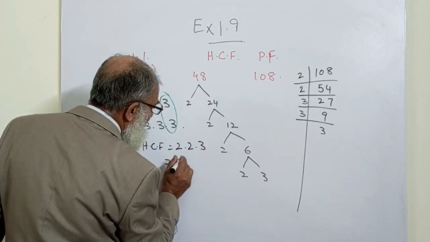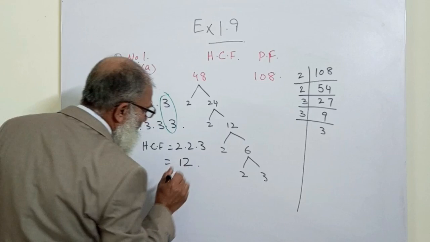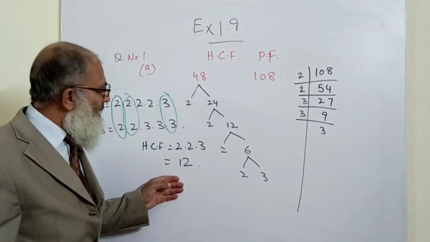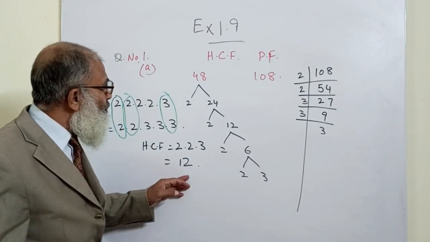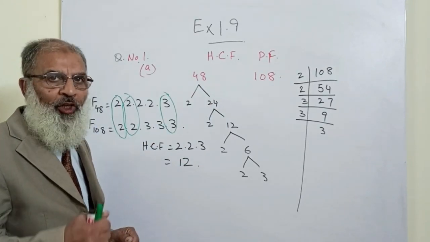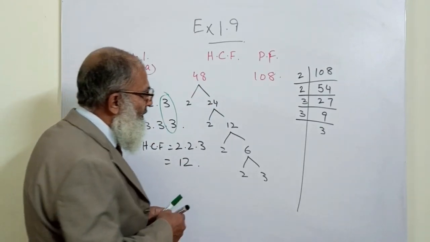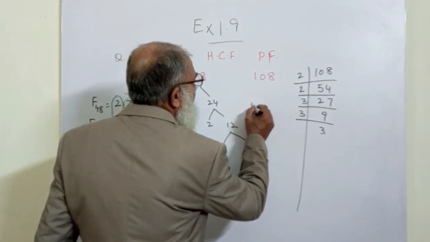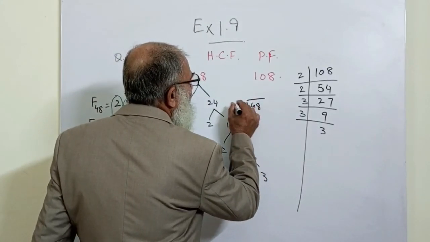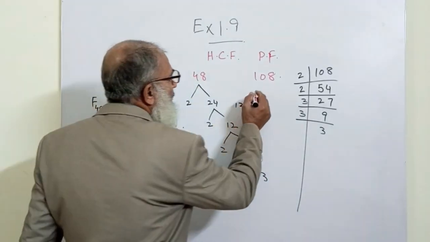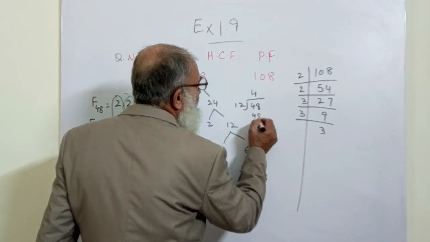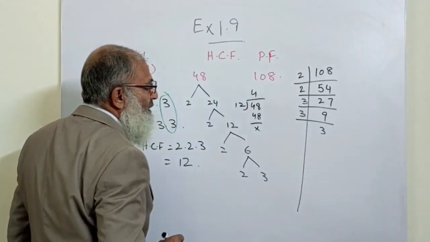2, 2, 3. That becomes 12. Have you ever thought about what it does with these numbers? Now let me do it for you. You see, 48. Divide 48 by 12. It completes it with 4 times.